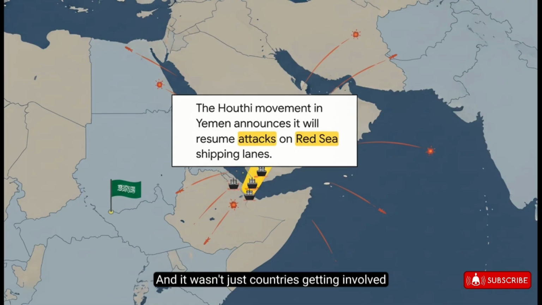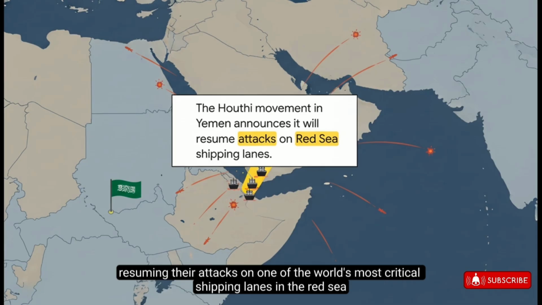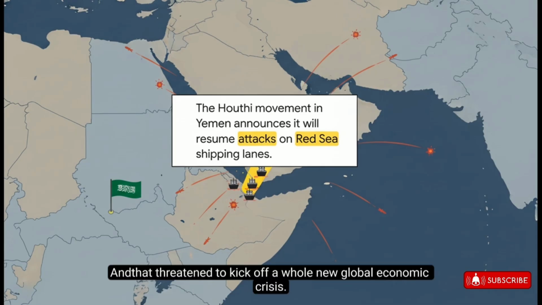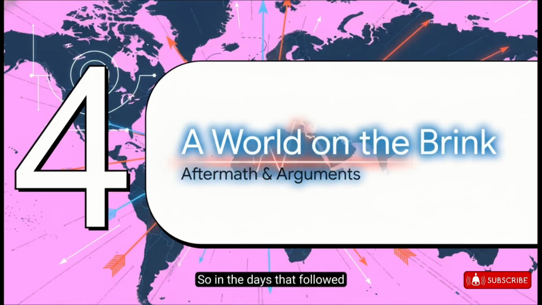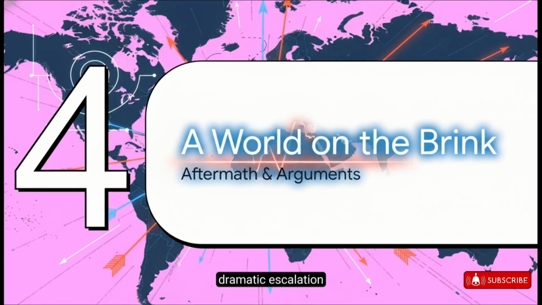And it wasn't just countries getting involved either. In a show of solidarity, the Houthis in Yemen announced they were jumping back into the fray, resuming their attacks on one of the world's most critical shipping lanes in the Red Sea. And that threatened to kick off a whole new global economic crisis. So in the days that followed, as these attacks just kept going back and forth, the world was left to grapple with the fallout and with the justification for such a dramatic escalation.